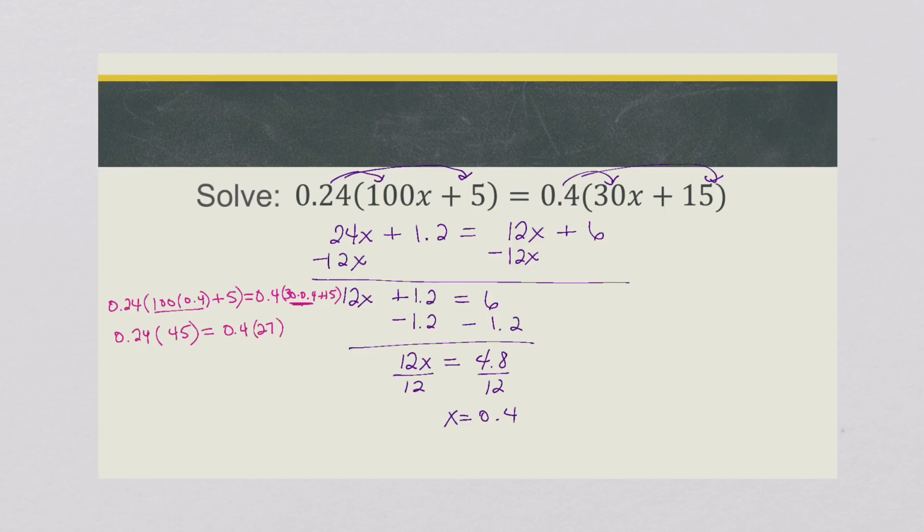So now on my calculator, I'm going to do 0.24 times 45, and I get 10.8. Now on my calculator, I'm going to do 0.4 times 27, and I get 10.8. And I know that those are equal to each other, so I'm certain this is the correct answer.